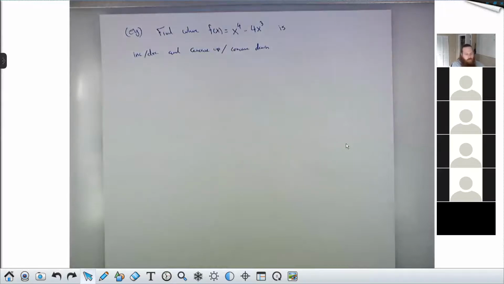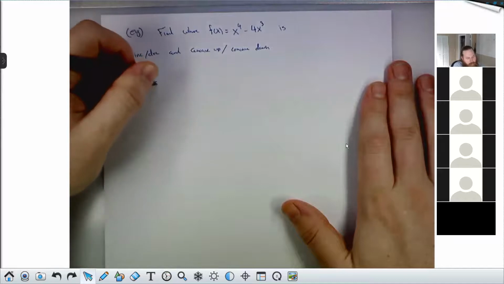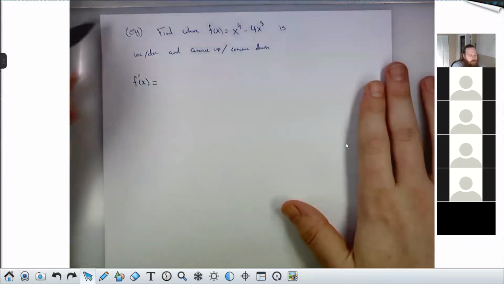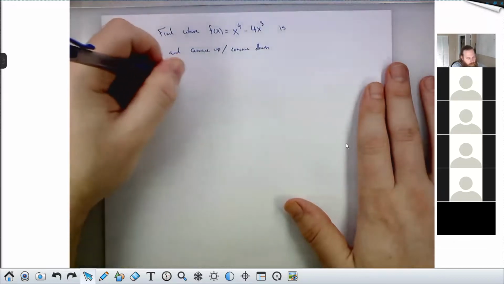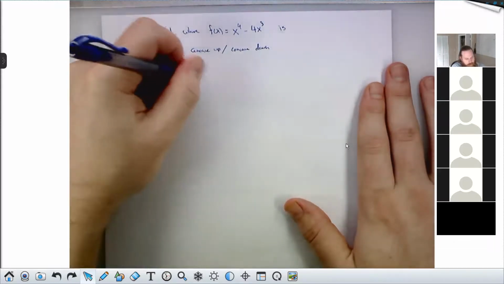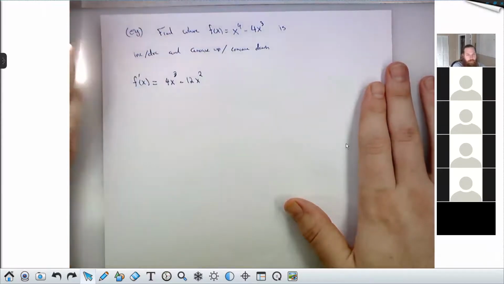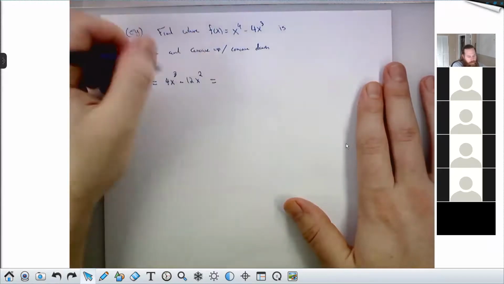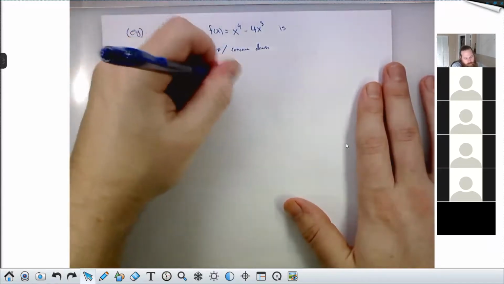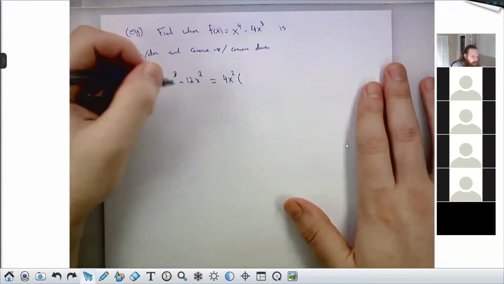So if I want to know where this function is increasing and decreasing, I should take the derivative and then figure out where that function is positive and negative. The derivative here is easy. That's 4x cubed minus 12x squared. I can factor out a 4x squared, and what would be left then is x minus 3.